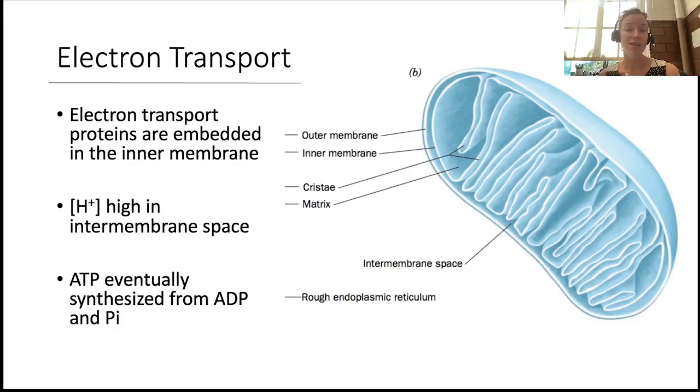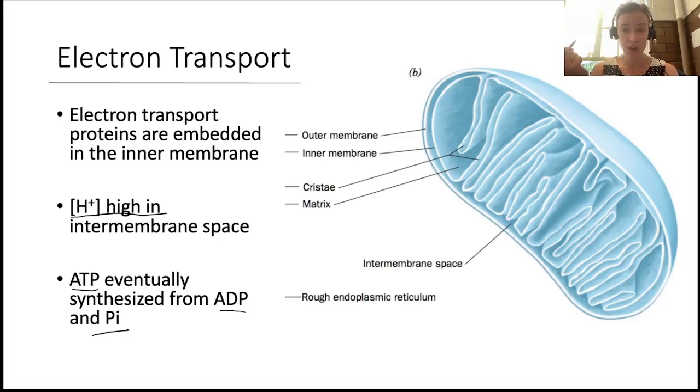In addition to the citric acid cycle happening in the mitochondria, we also have to think about electron transport, and we'll talk much more in detail next time. These electron transport proteins are embedded in the inner mitochondrial membrane, and they cause this proton gradient, where the concentration of protons is extremely high in the inner membrane space. After the electron transport chain, as we'll also learn soon, that proton gradient is used to synthesize ATP from the substrates ADP and inorganic phosphate.